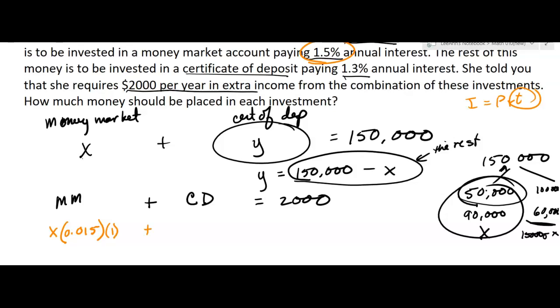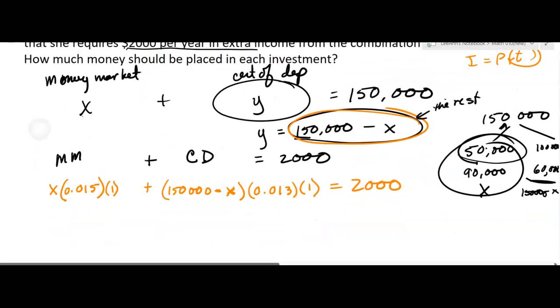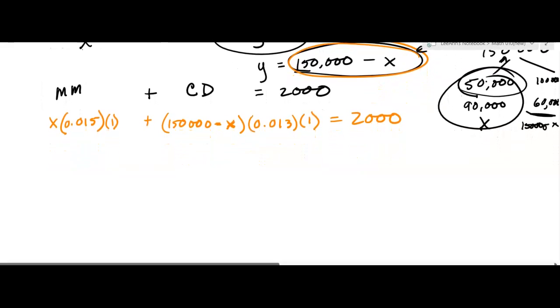Okay, plus then how much is she going to earn on the CD? Well, how much is she investing? That much, 150,000 minus X. Remember, that's the rest. What's her rate of interest? 1.3%, or 0.013. And how long? 1 year. So in 1 year, she's going to make $2,000. The question says how much money should be placed in each investment. So that's what we're figuring out. We're going to figure out how much she's putting in the money market, and then we can figure out how much she needs to put in the CD.